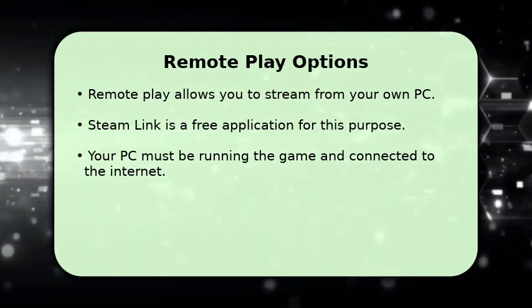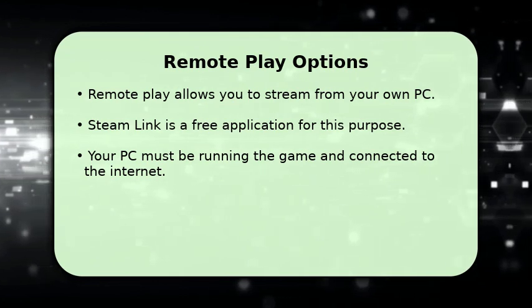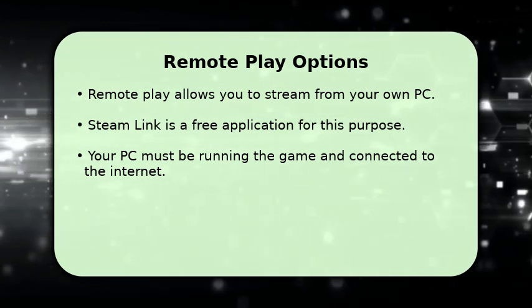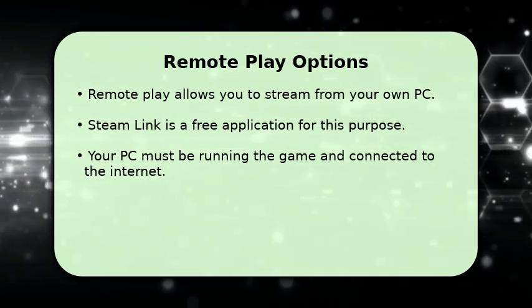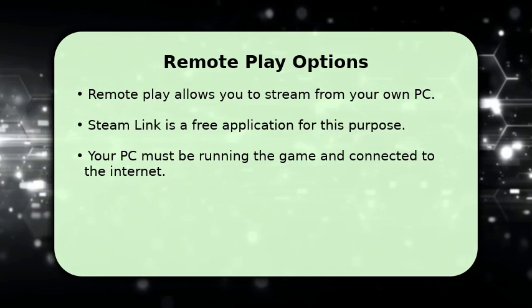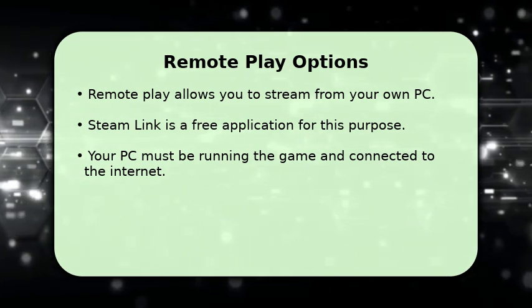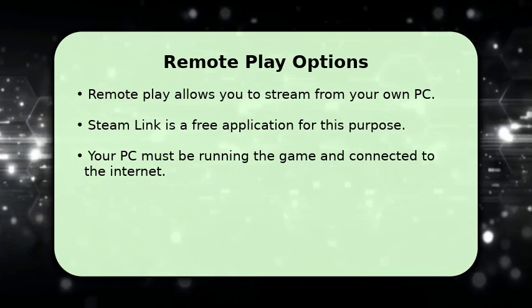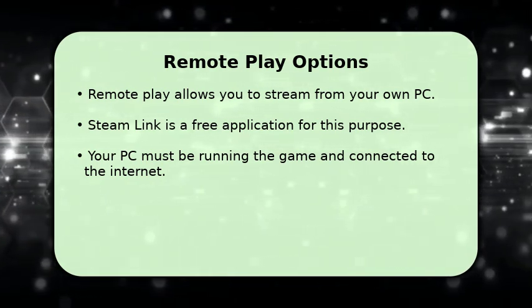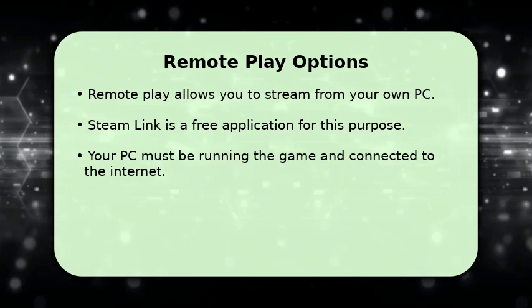Another excellent method is using remote play applications. These tools let you stream Planet Zoo from your own personal computer directly to your mobile device. Steam Link, for example, is a free application that connects to your gaming PC over your home network or the internet. This means your computer does all the heavy lifting, and your phone acts as a display and input device. Ensure your PC is powered on and the game is running for seamless streaming.